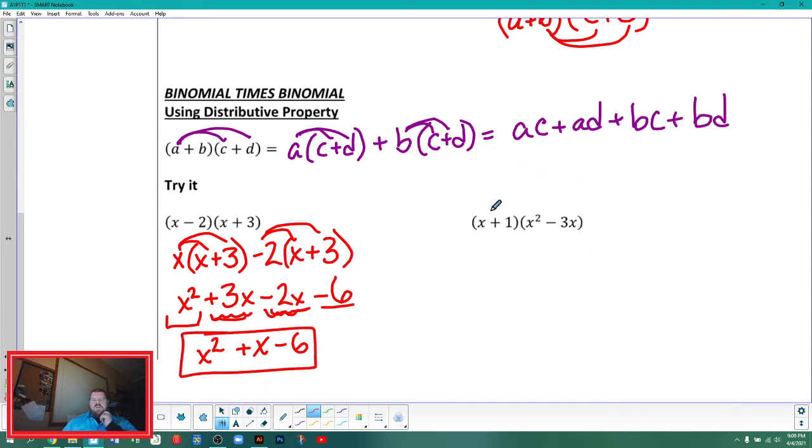Let's try that same idea on this one, so I'm going to break it up twice. I'm going to multiply the x by these parentheses, and multiply the 1 by these parentheses.